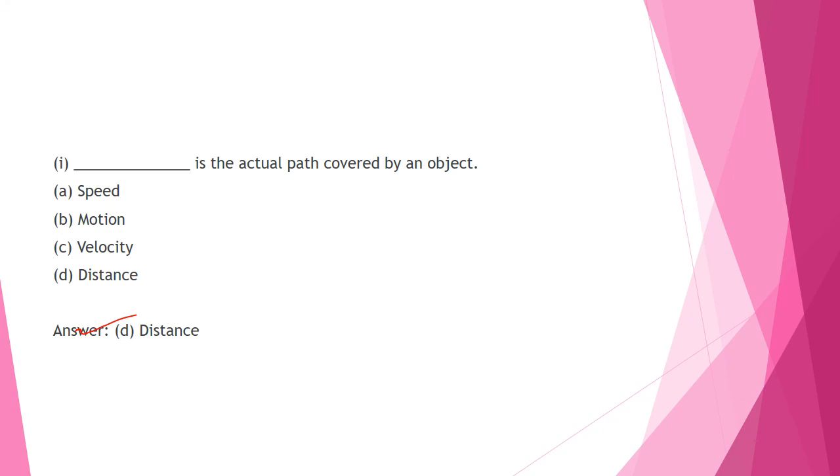In the paragraph itself it is given. Sometimes the answer will not be in the paragraph. You have to check it, or you have to find it. But in this case, the answer is given in the paragraph itself. The distance, okay, is the actual path covered by an object. So option D is the correct answer.